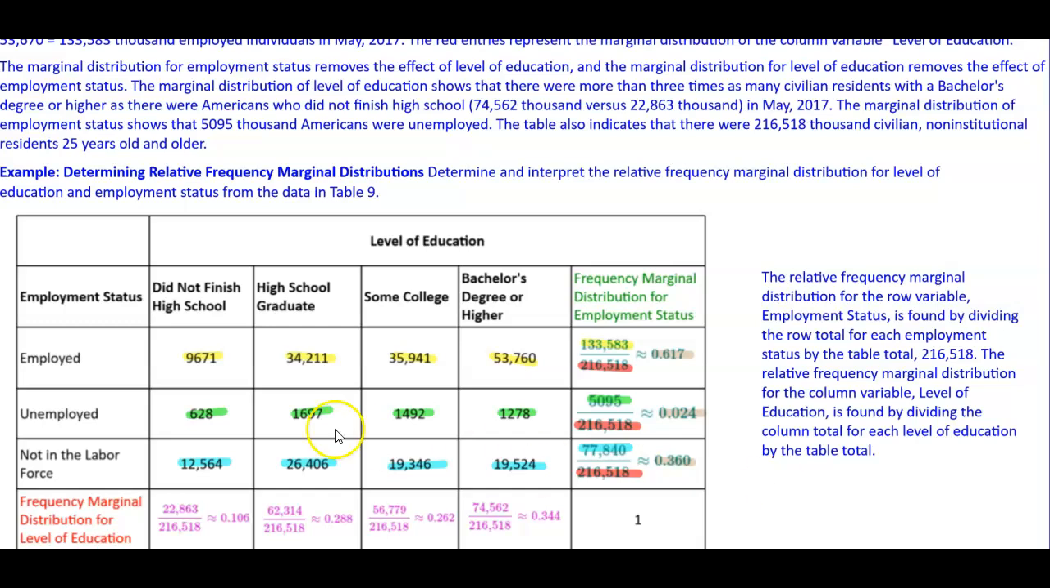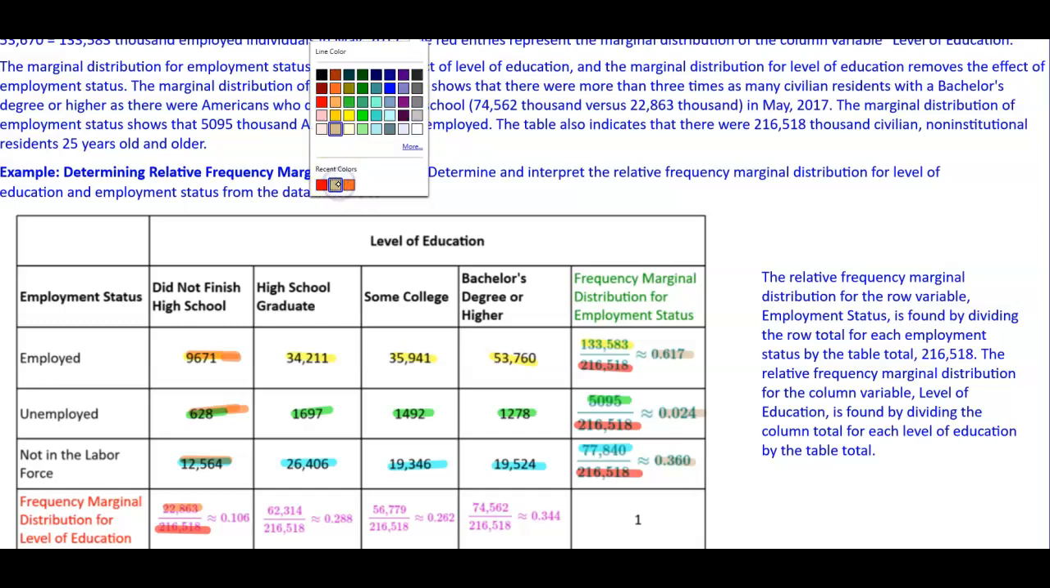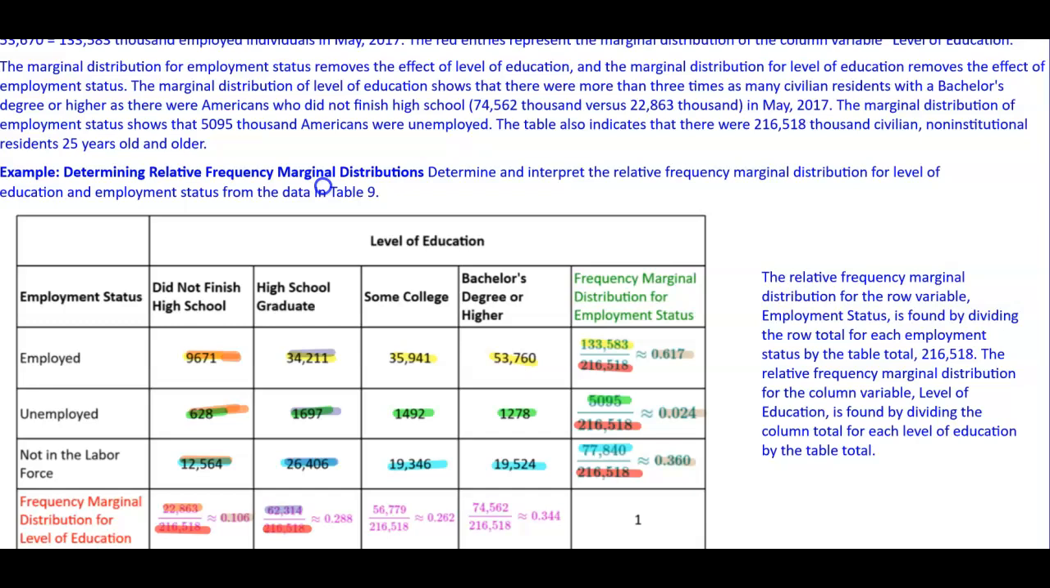Okay, now we're going to add up the columns and then divide by the total. If we add up this value and this value, that's going to give us our total. Then we divide it by the table total, which gives us a relative frequency of 0.106. Next, we take these three values in the column as our numerator, and divide by the total to get a relative frequency of 0.288.